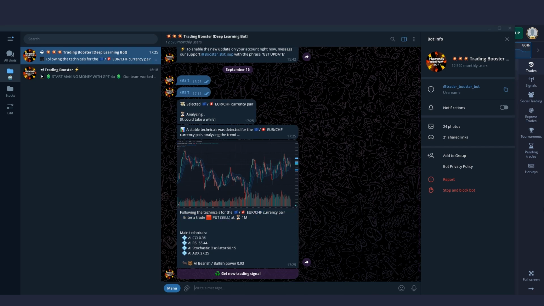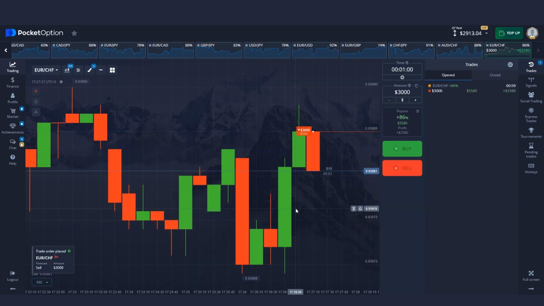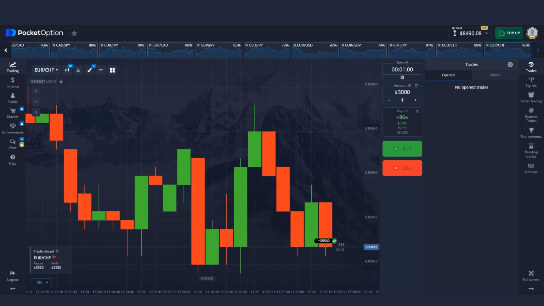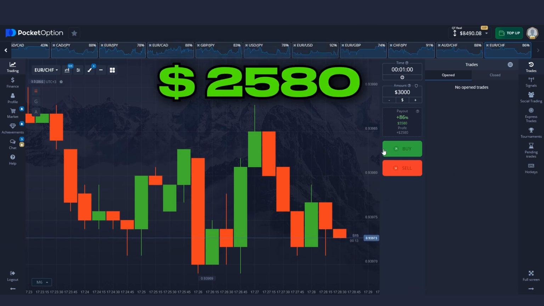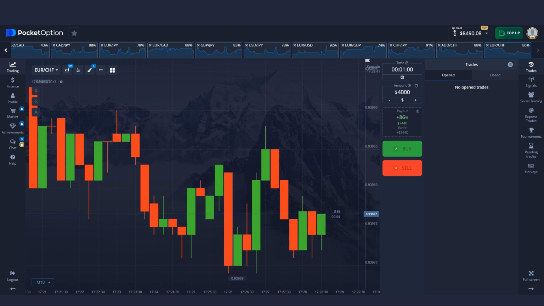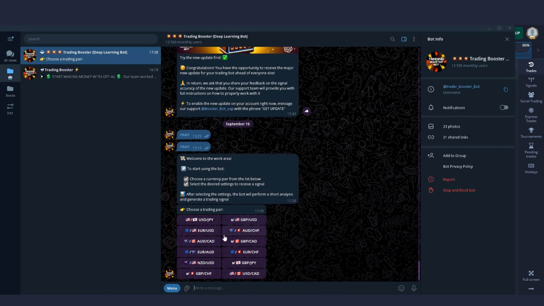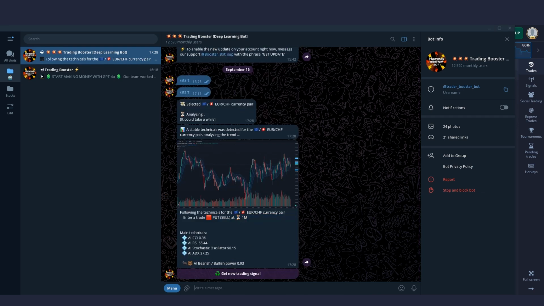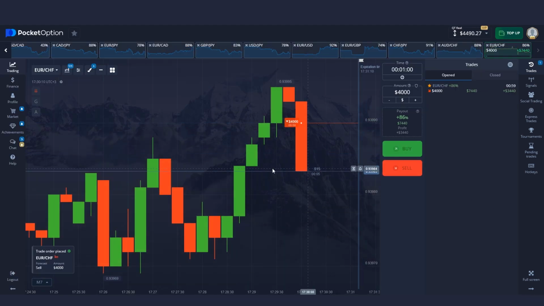I get a sell signal again, and from here I open my sell trade. A beautiful deal brings me $2,500, and as you can see, I almost tripled my deposit, and the next deal I can open for $4,000. Again on the Euro Swiss franc, a relatively safe currency pair. I get a sell signal again and immediately open my trade.